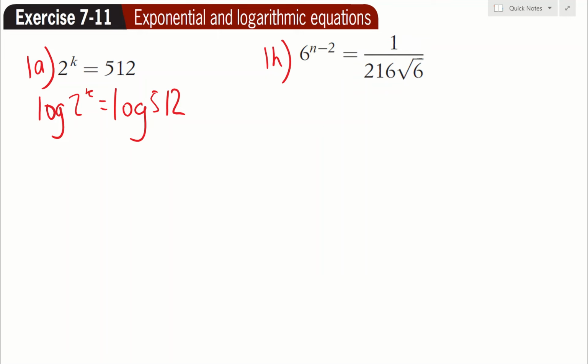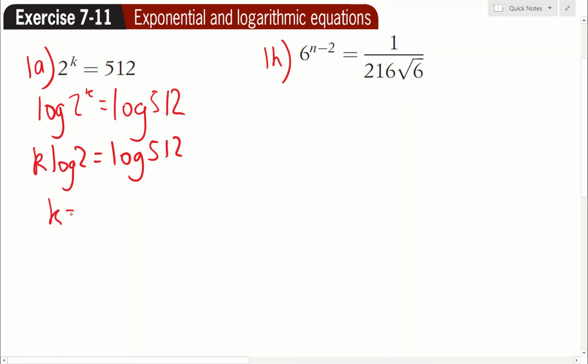Coming back here, if we take log of both sides, we know one of the rules is when we have a power, we can drop it to the front. So k log 2 equals log 512. To get k by itself, log 2 is multiplying by k, so when I move this log 2 over, I'm going to divide. So k is going to be log 512 over log 2. And if we put that on the calculator, we should get 9.